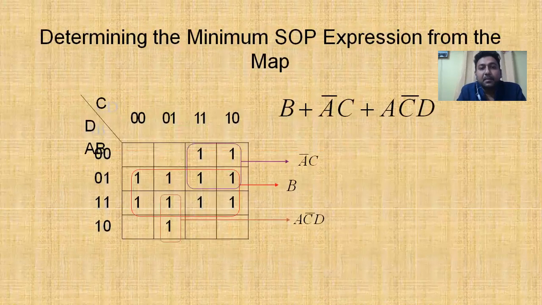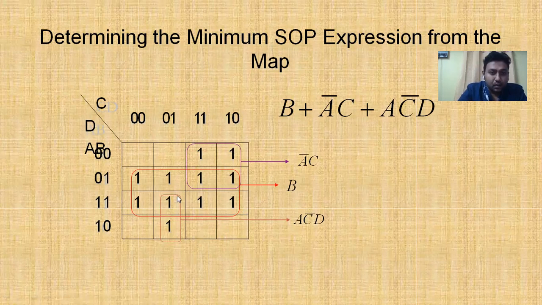Now, determining the minimum SOP expression from a Karnaugh map. So here we consider that this is A B C D, this is A B, this is C D, and here the K-map is already done. Here we are making groups: 4 ones in a group, 8 ones in a group, and 2 ones in a group. That means there are 3 groups. Now how can we get the simplified version from these groups.